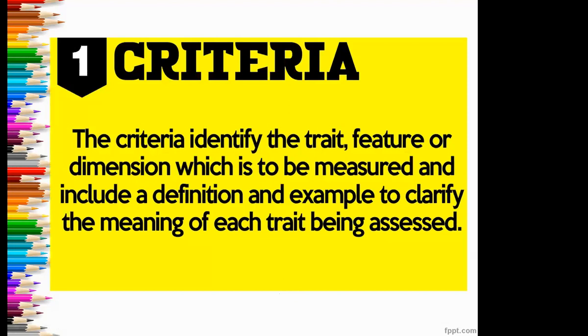Criteria. The criteria identify the trait, feature, or dimension which is to be measured and include a definition and an example to clarify the meaning of each trait being assessed. Assessed. Yes. Thank you, Ignacio. Yes, we're going to go through the elements of the analytic rubric. The first one is criteria.